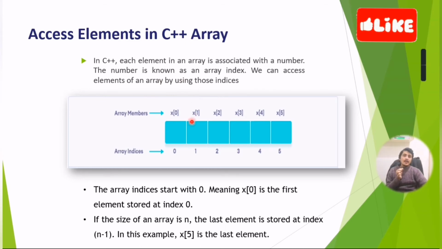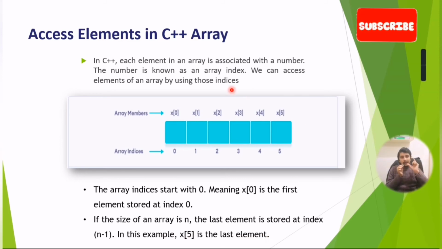For example, if the array size is 5, how will it be displayed? The array members would be x0, x1, x2, x3, x4, and the array indices will be 0, 1, 2, 3, 4. So the array indices start with 0, meaning x0 is the first element, stored at index 0. If the size of an array is n, the last element is stored at index n minus 1. In this example, x4 is the last element.